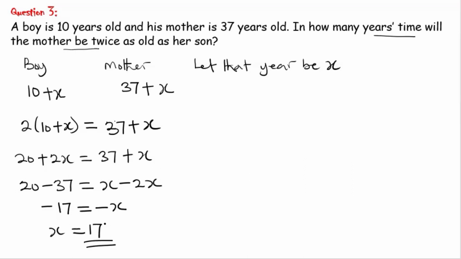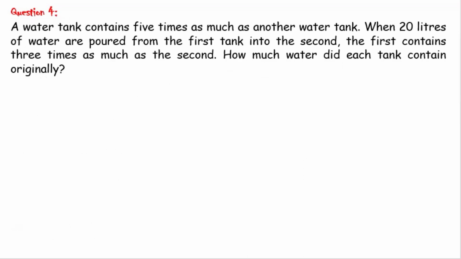All right, so let's look at another question. In this very question 4, we are told that a water tank contains 5 times as much as another water tank. When 20 liters of water are poured from the first tank into the second, the first contains 3 times as much as the second. How much water did each tank contain originally? Okay, so originally they want to know.